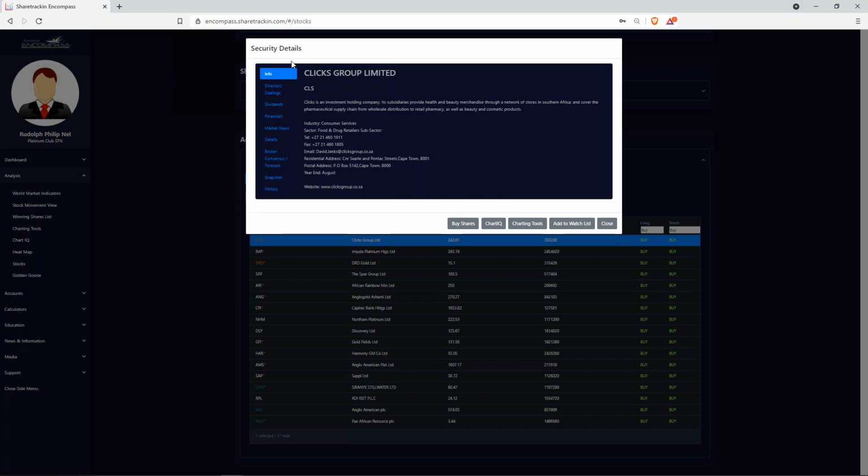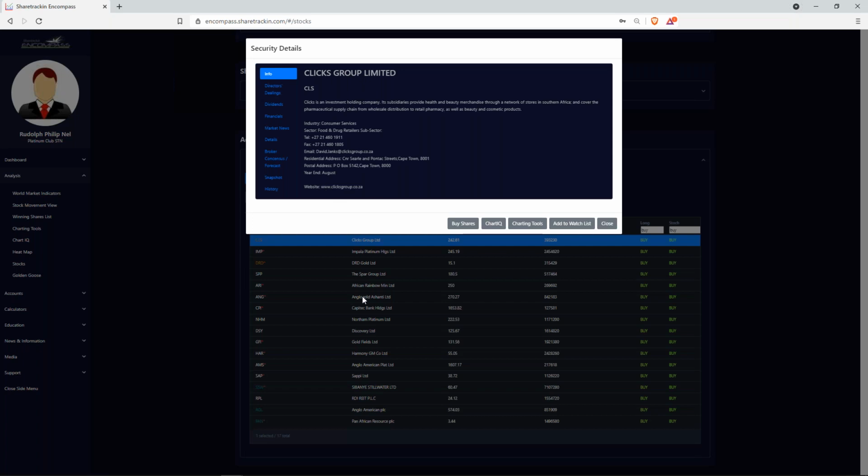First of all, the security details will give you a little bit more fundamental analysis. You'll get the info for the company: the company's name, the code for the company, what Clicks does, the industry, the sector, contact details, the email address, residential address, the postal address, and when the year end is. Clicks' year end is in August, and also the website. If you want to visit their website, the link is also there.